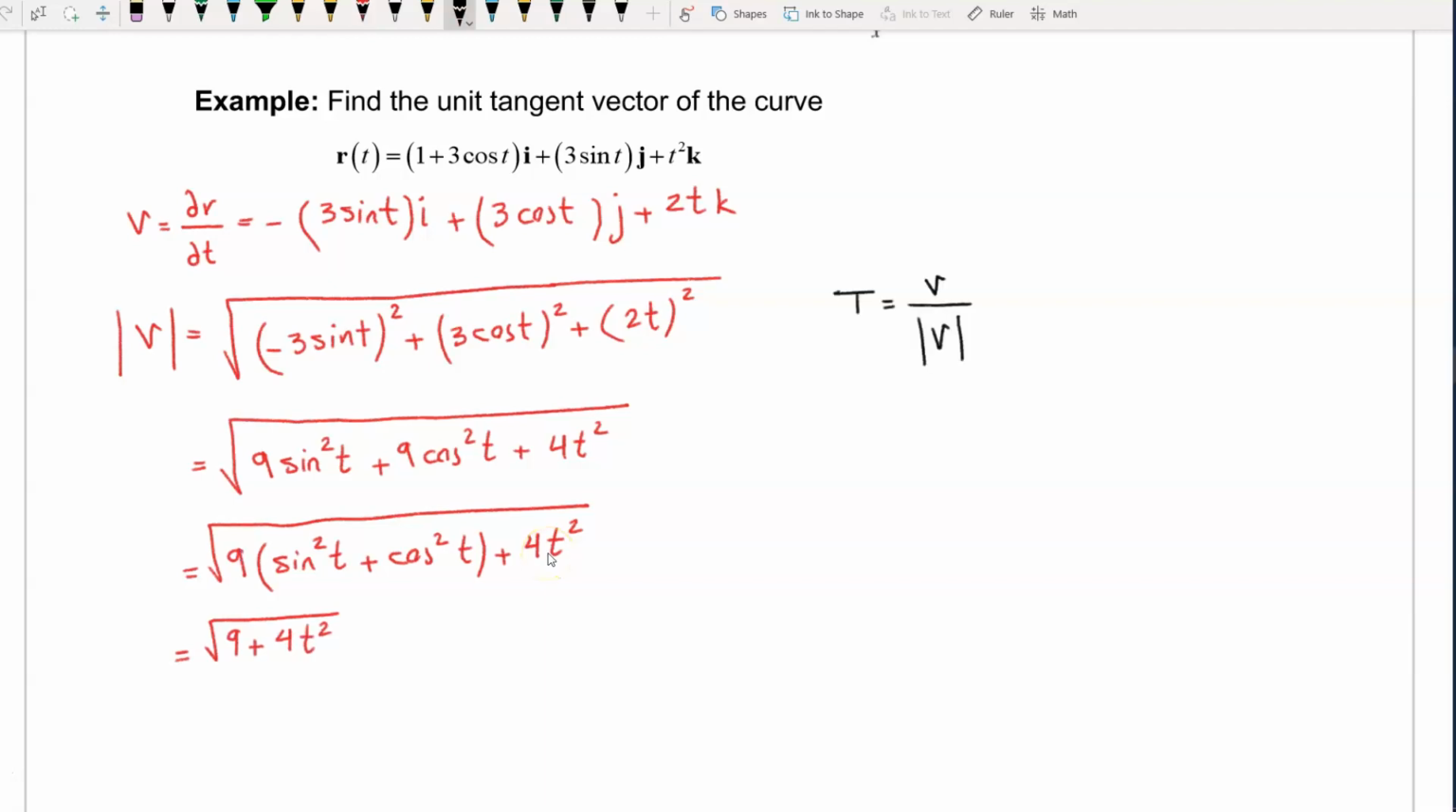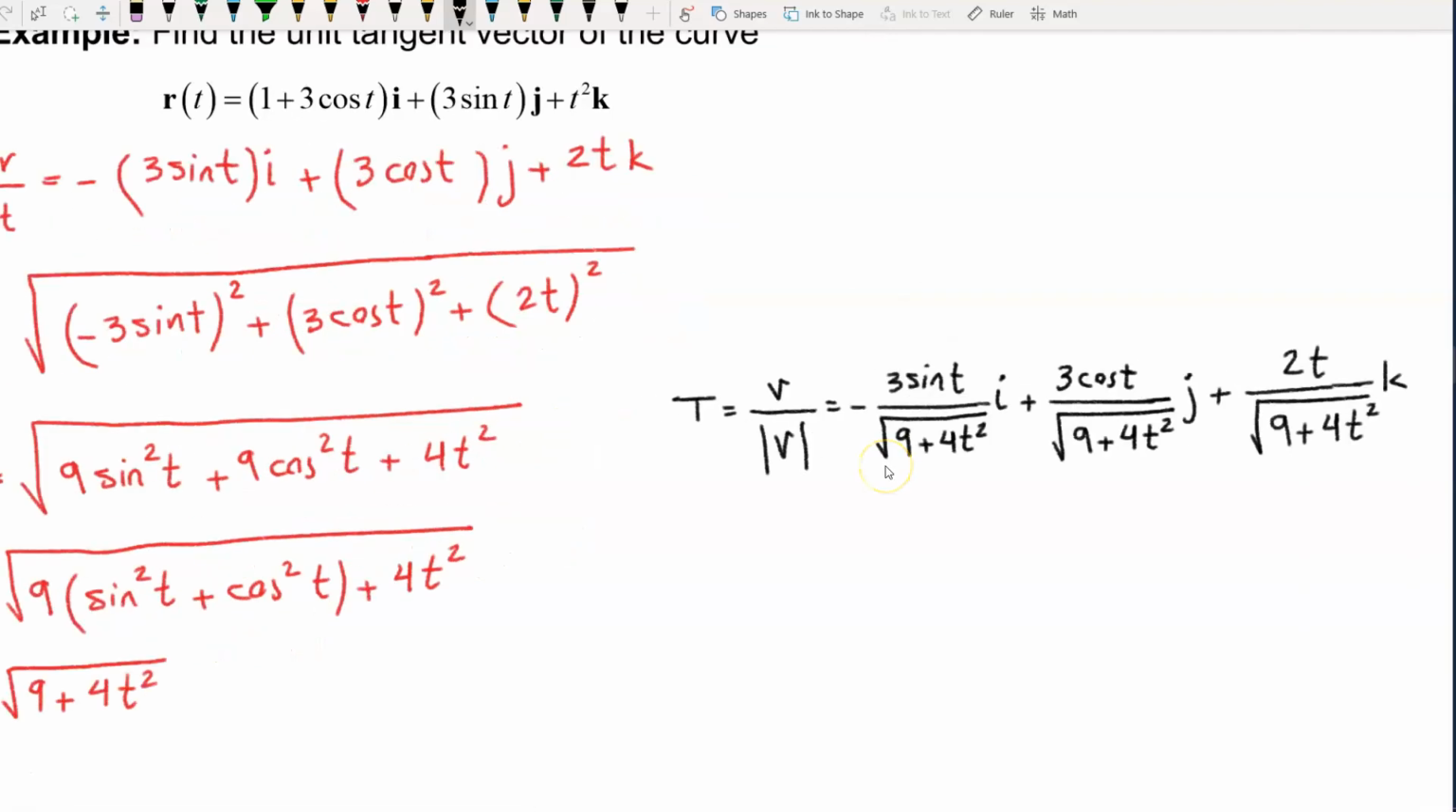Now the unit tangent vector T is equal to the velocity vector v over the length of the velocity vector v, and this is equal to negative 3 sine t over the square root of 9 plus 4t squared i, plus 3 cosine t over the square root of 9 plus 4t squared j, plus 2t over the square root of 9 plus 4t squared times k.